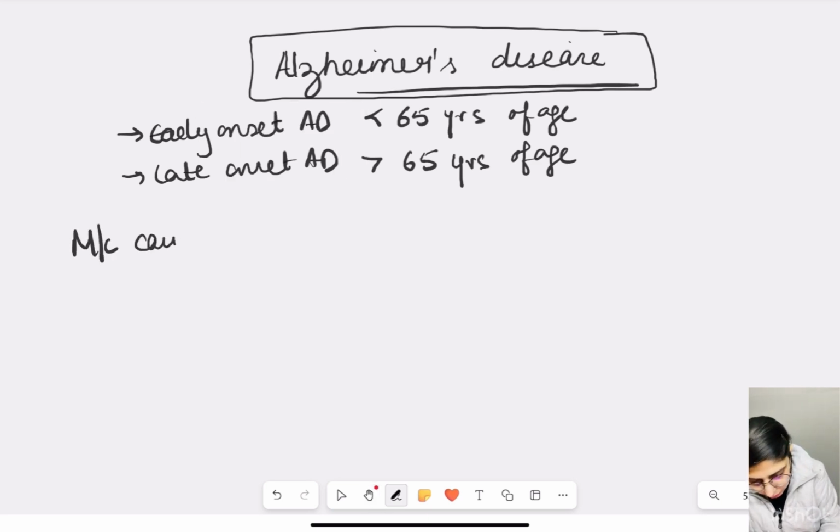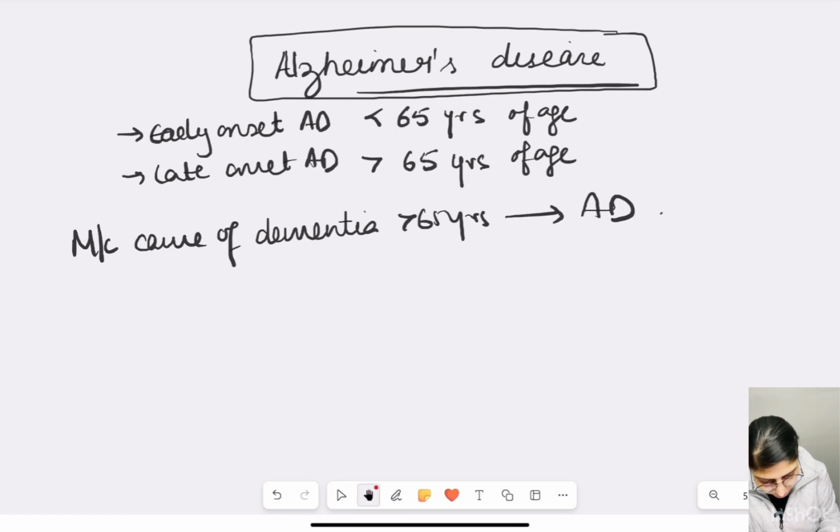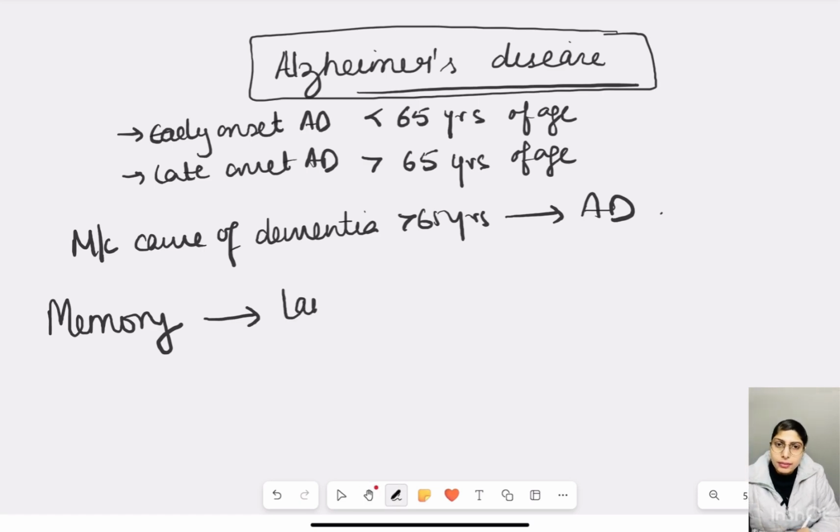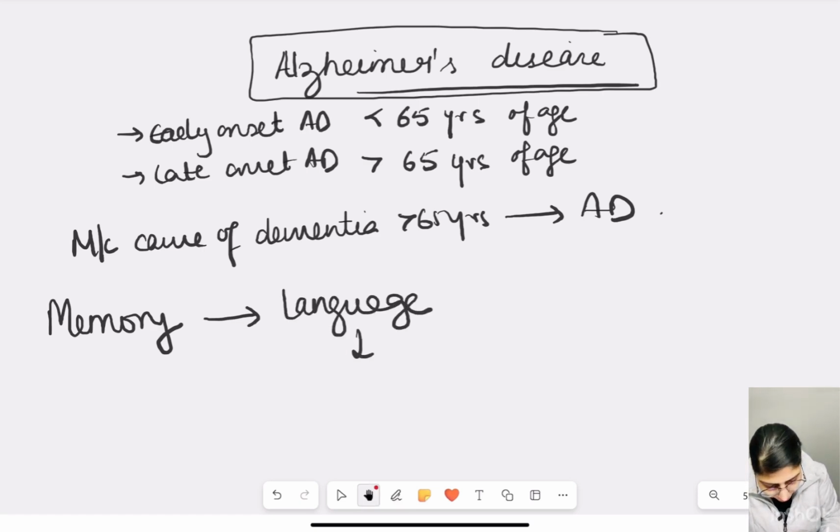Now, the most common cause of dementia after 65 years is Alzheimer's disease, or in elderly is Alzheimer's disease. And in Alzheimer's disease, there is a typical sequence that is followed for clinical features as far as dementia is concerned. So usually we talk about the language dysfunction. We know anomia is there in Alzheimer's. So in Alzheimer's, we have first memory gets impaired. So there is forgetfulness. Patients start forgetting. So memory. Followed by language impairment.